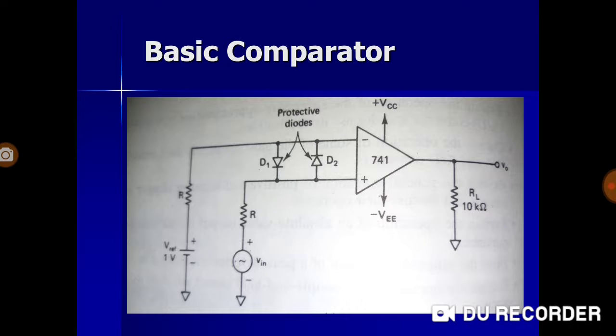Let's start with the basic comparator. Now, if you look at the circuit, it consists of an op amp with the input voltage being applied to the non-inverting input terminal through resistor R, and the reference voltage, that is 1 volt over here as shown, is applied to the inverting input terminal. Okay, and the output is taken across a load resistor of 10 kilo ohm.